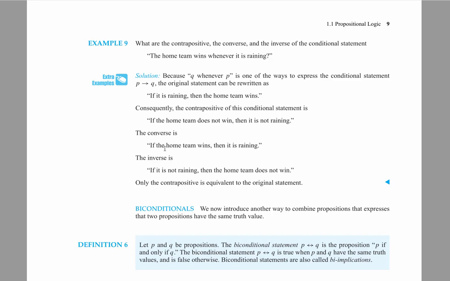All right, so if you think about it, these last two have a different meaning to the original. So again, the original says if it is raining, then the home team wins. That's the same as saying if the home team does not win, then it is not raining. So logically equivalent.